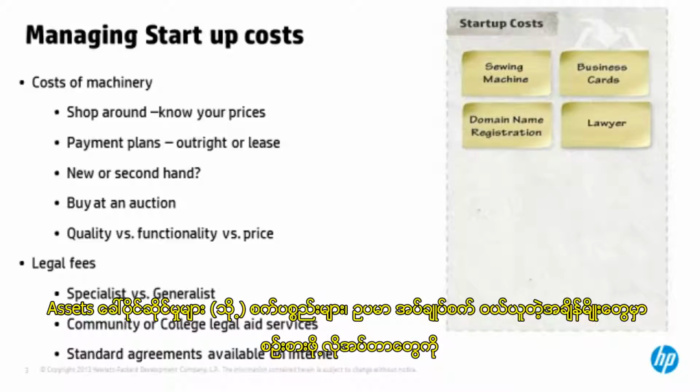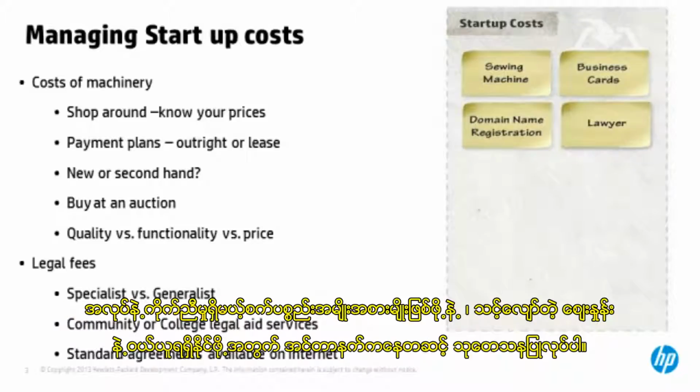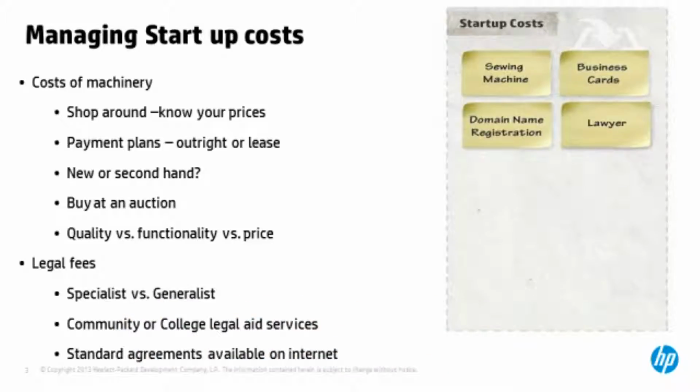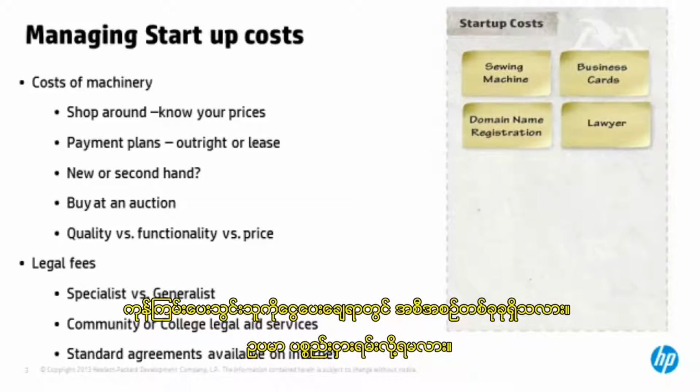Things to consider when buying assets or machinery, for example, the sewing machine. Do research via the internet on various suppliers to ensure you know the relevant price for the functionality it requires. Does the supplier offer a payment plan, for example, rental or lease?